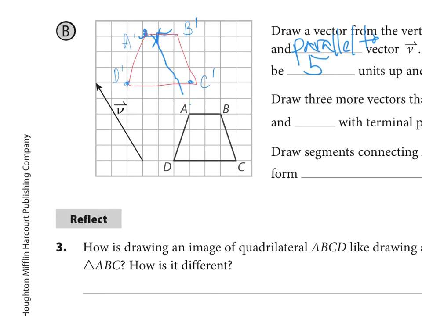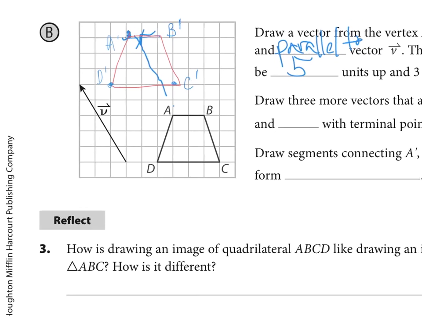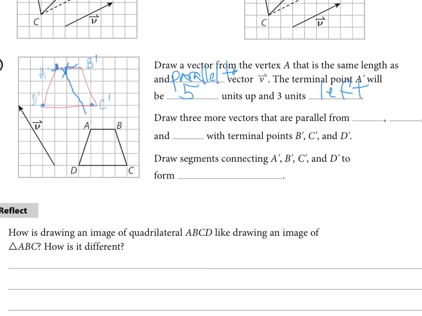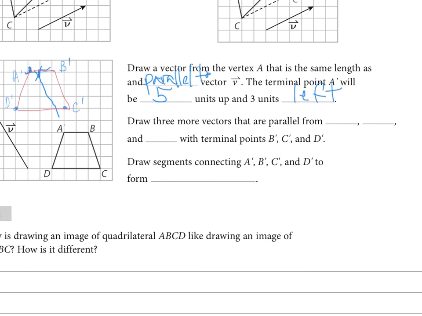Okay, let's go back to our fill-ins here. Like we said, we did it with 1 on point A. We're going to draw 3 more vectors that are parallel from points B, C, and D, with, of course, the corresponding terminal points B prime, C prime, and D prime, and then finally draw segments that connect all of them to form the image figure.